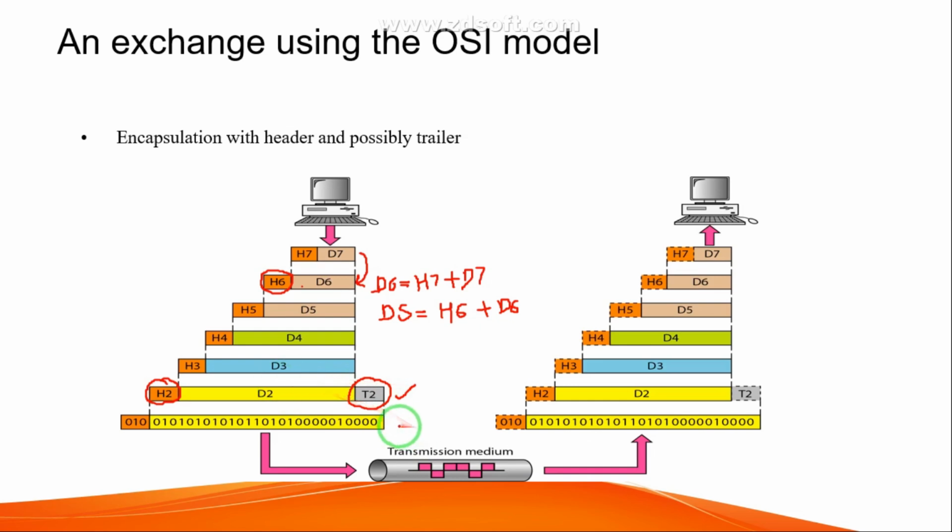So after that, at the physical layer, at the bottommost layer, this D2 plus H2 becomes a stream of bits, and physically it is also going to do the encapsulation. And these bits are then transmitted through this transmission medium. And at the receiver side, this is your receiver side, this is your sender side. So at the receiver side, see how the decapsulation process goes on.